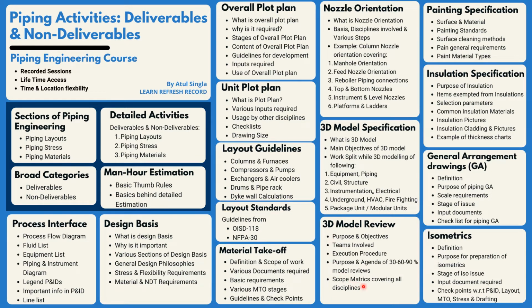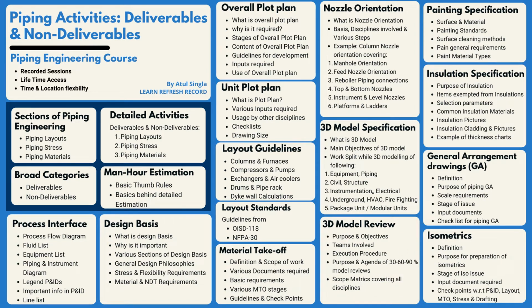In the next section, we'll talk about the 3D model reviews. Reviews are really very important for any project. So in this section, we are going to cover the purpose and objective behind these reviews, who the teams are that are involved at various stages, the execution procedure, the purpose and agenda of all the 30, 60, 90% model reviews, and scope metrics with respect to each and every discipline, where we'll define what shall be covered during these model reviews. So this is how we are going to cover this section.